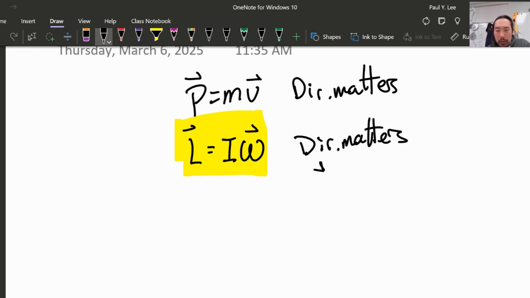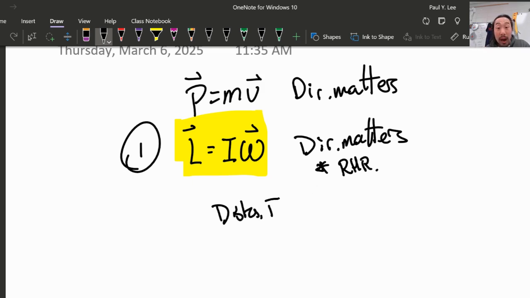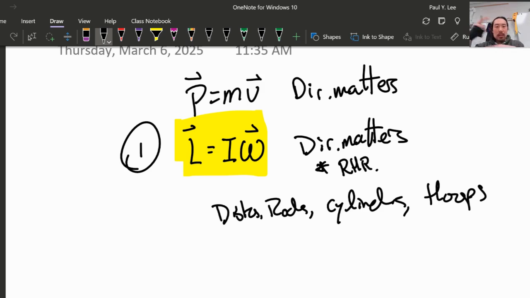The reason I'm emphasizing this is that in order to find the direction, you have to use the right-hand rule to determine the direction of the spin. Remember, we can't just call it clockwise versus counterclockwise. We have to use the right-hand rule. This is version 1 of the formula, and for this version, what you're looking for are rigid bodies, things like disks, rods, cylinders, or hoops. So specific objects that are spinning around.